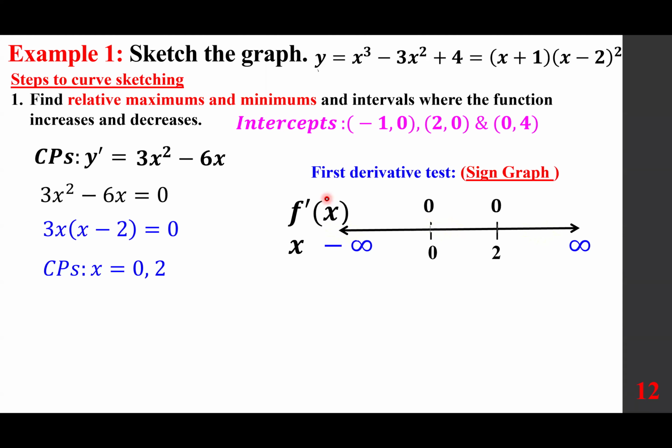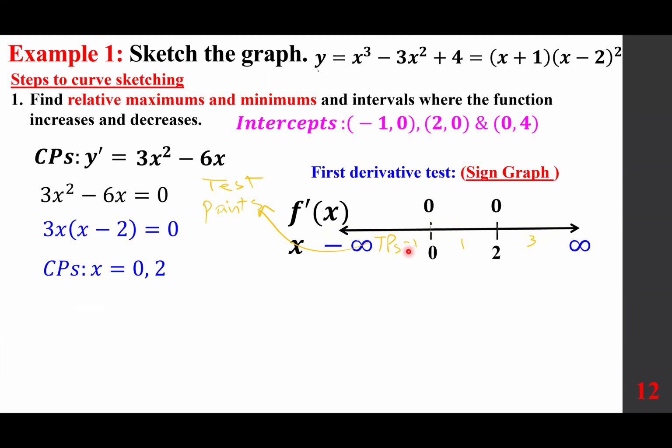Now, for the first derivative test, we just want to know what happens in between. So 0 and 2, two critical points, give us 1, 2, 3 sub-intervals: from negative infinity to 0, 0 to 2, 2 to infinity. So what do we do? We pick TPs, short for test points. To the left of 0, I'm going to pick -1. In between, I'm going to pick 1. And over here, I'm going to pick 3.